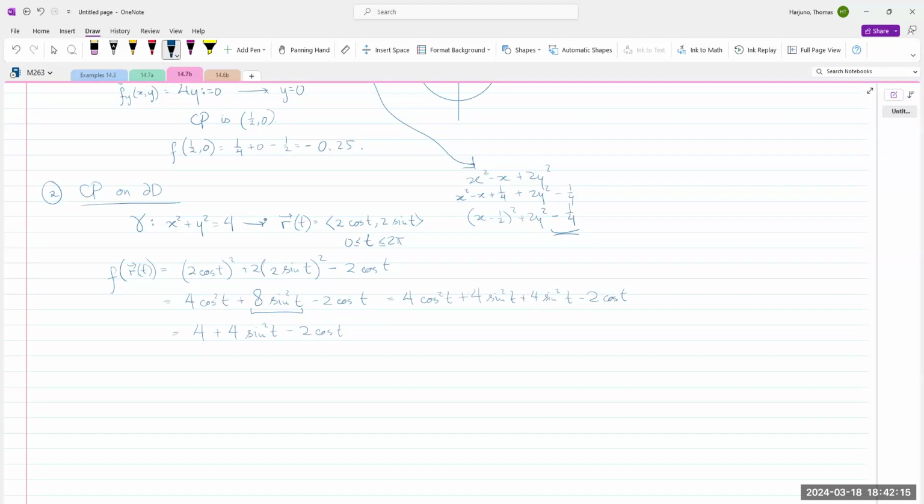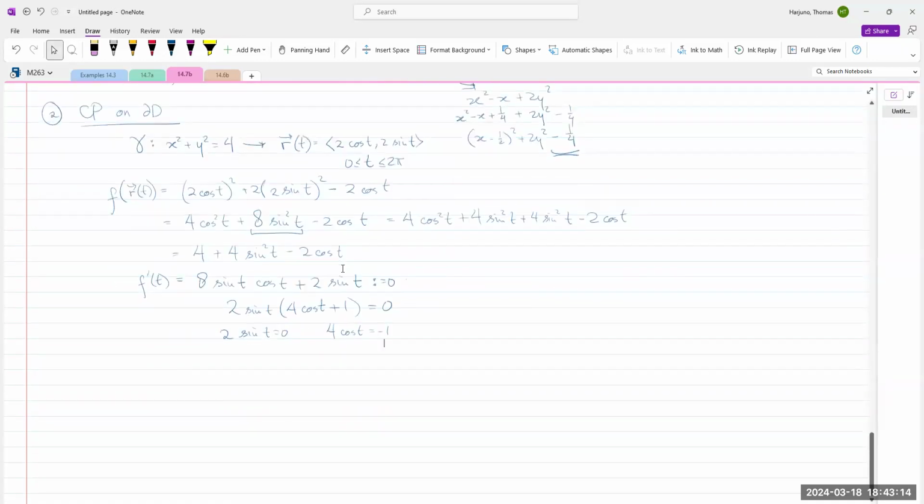Actually, you don't need to do that, because what we really need is the derivative with respect to t. That will be 8 sine t cosine t plus 2 sine t, and then I set it equal to 0. I can factor out 2 sine t, so I get 2 sine t times (4 cosine t plus 1) equals 0. Either 2 sine t equals 0 or 4 cosine t equals negative 1. Then you solve for t, and using that t, you plug it in to find the coordinates.